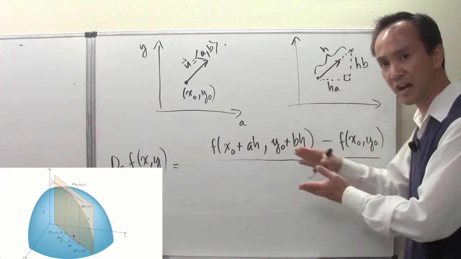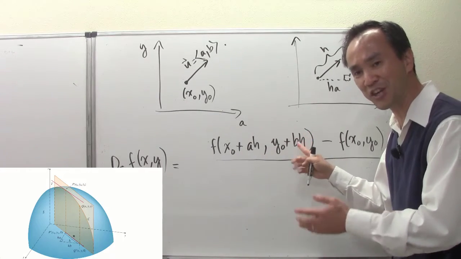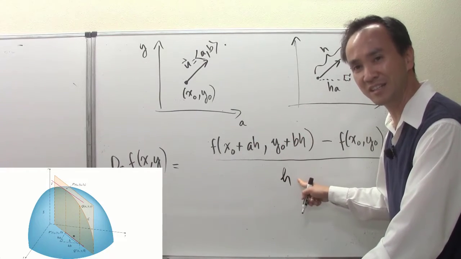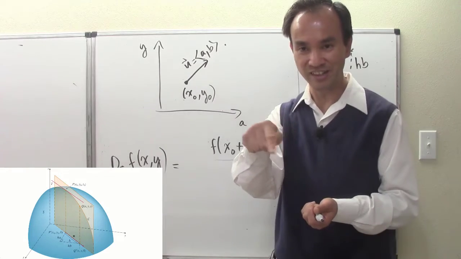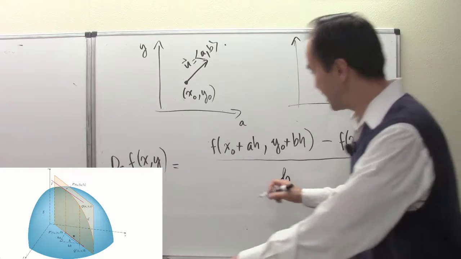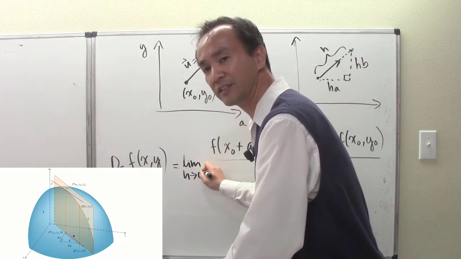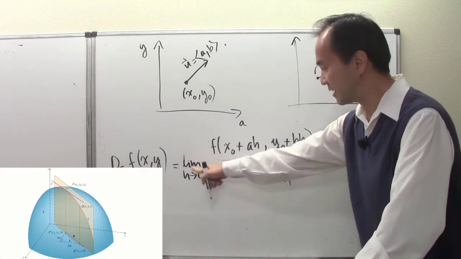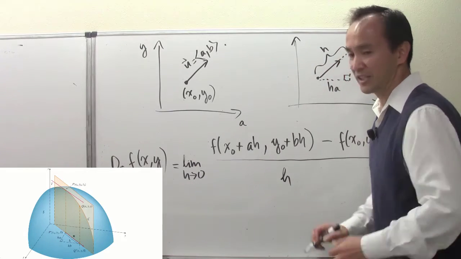Now we have a difference, and then we divide that difference by, because we want to measure how much change, how much rise or fall, the change in z value, over how much run in the direction of the vector u. So over h. And then, yes, we're going to keep making h smaller and smaller. That is the limits concept right there. We're letting h approach 0.